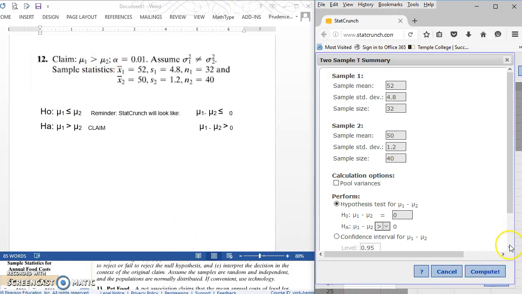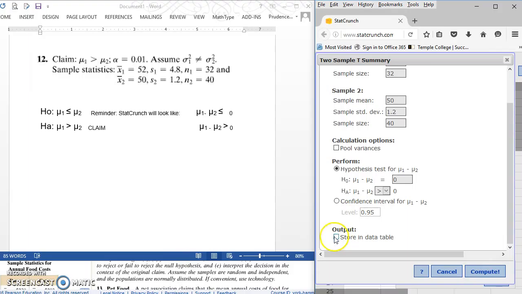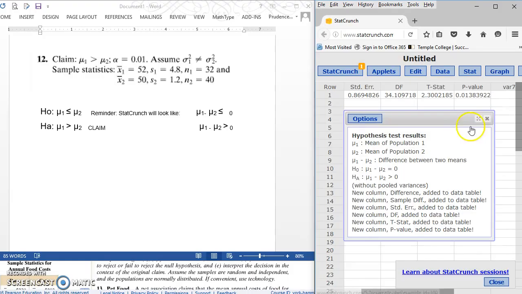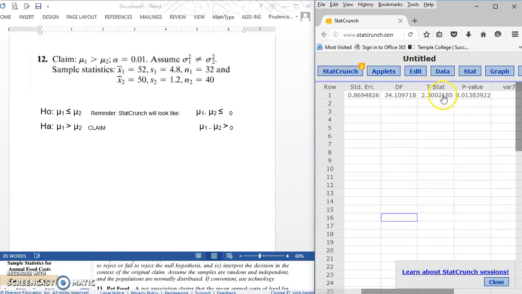So this time I'm actually going to store it in the data table. It's easier for me to look at it there. So I'm going to click compute and I'll close that window. Now we do have a standardized t-statistic and we have a p-value. I'm simply going to look at this p-value, and you have to ask yourself, is the p-value less than alpha? If yes, we reject H sub O.